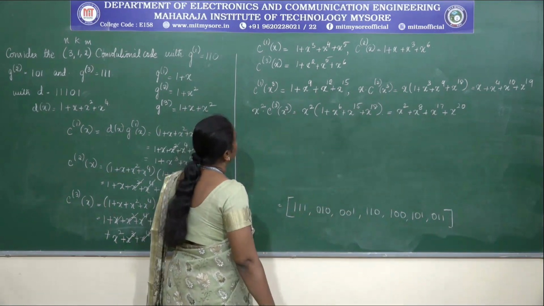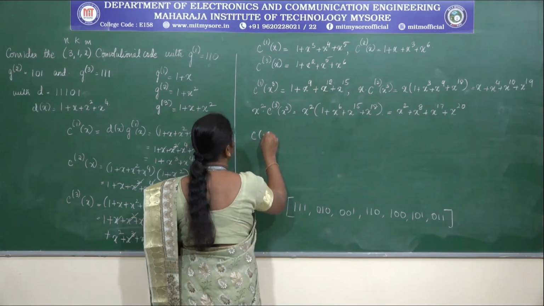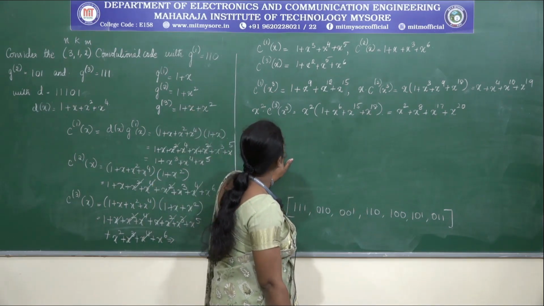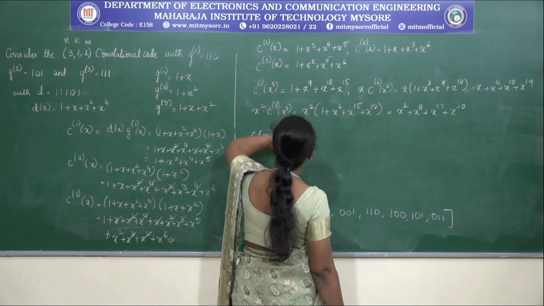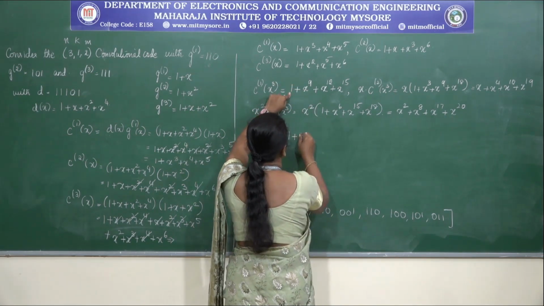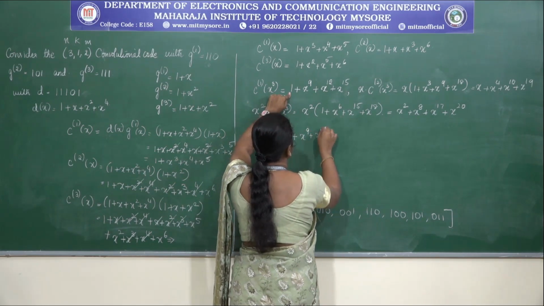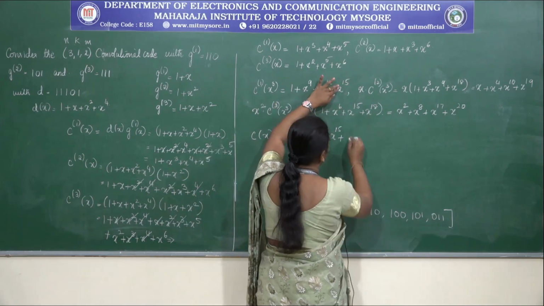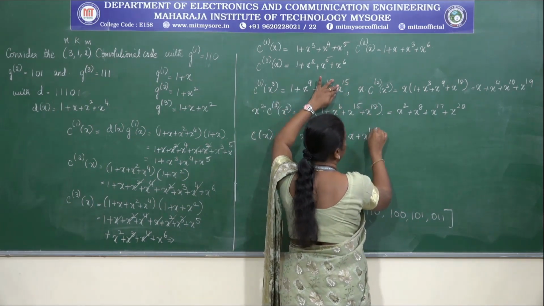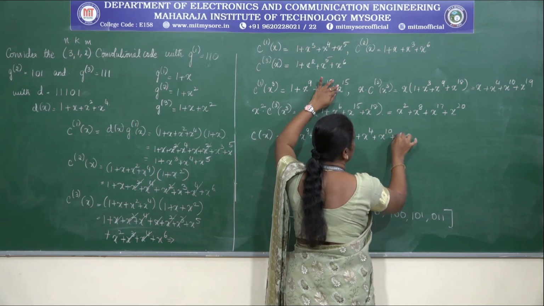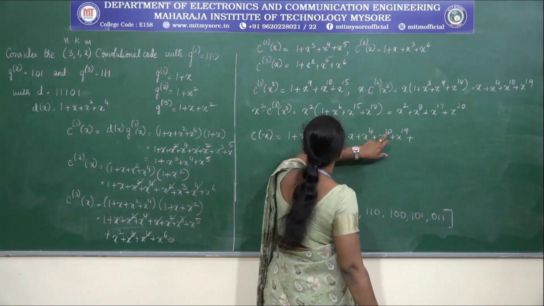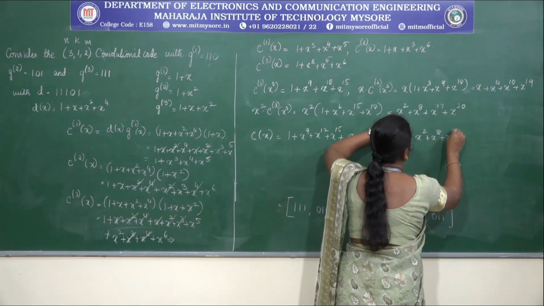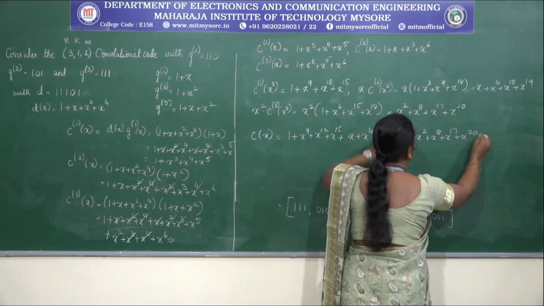Okay. So, now we have to write what is your C of x. So, C of x is equal to, so we have C1: 1 plus x power 9, x power 12, x power 15, plus x power 4, 10, 19, plus x square plus x8, x17 plus x20.